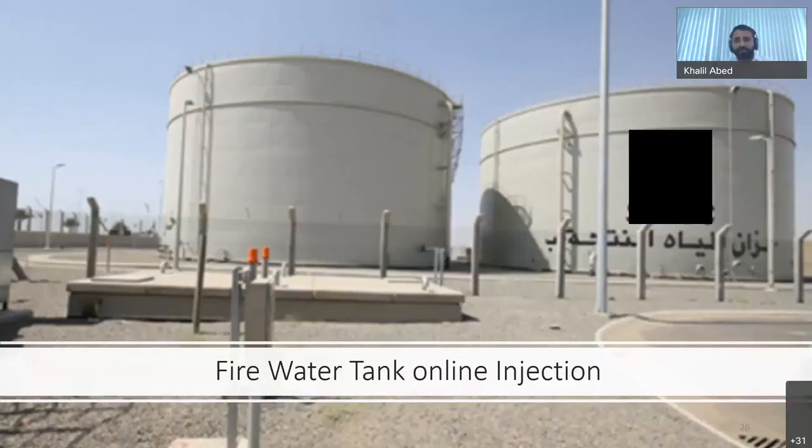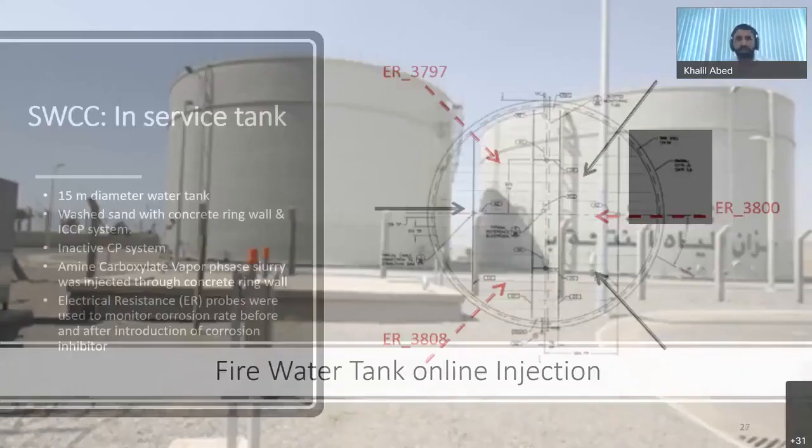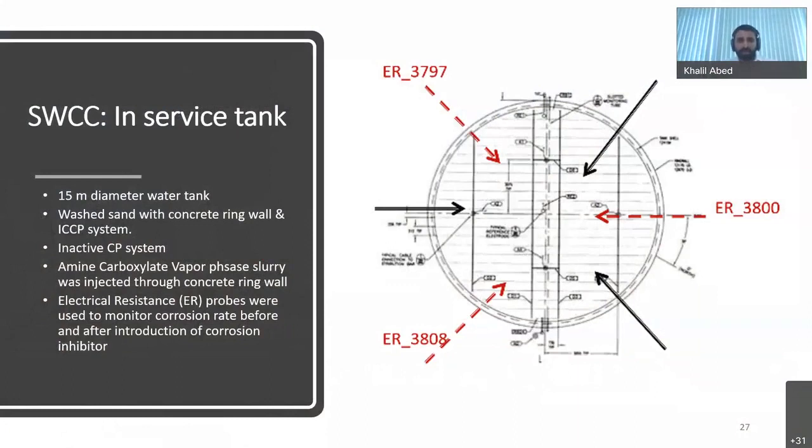The second case study is for a fire water tank in a saline water conversion or desalination plant. It's online, where the vapor phase corrosion inhibitor liquid or slurry was injected through 3 injectors. The injectors are basically the black solid arrows, and 3 probes were installed also under the tank, which you can see indicated by the dotted or dashed red arrows.